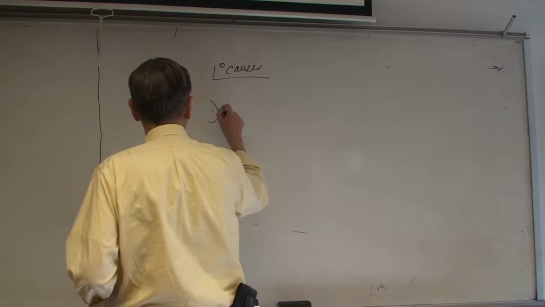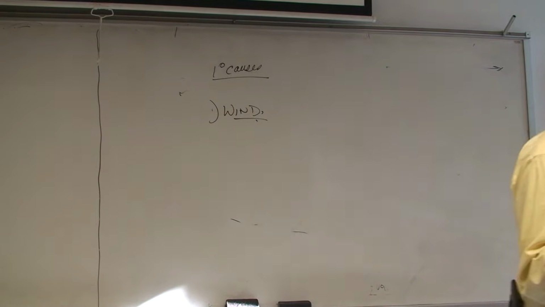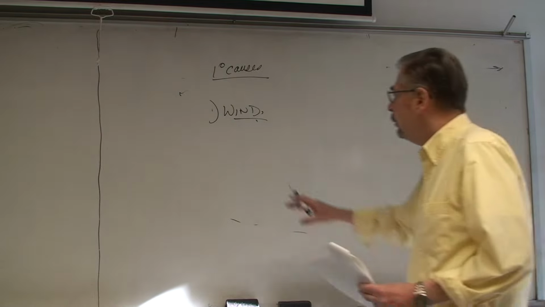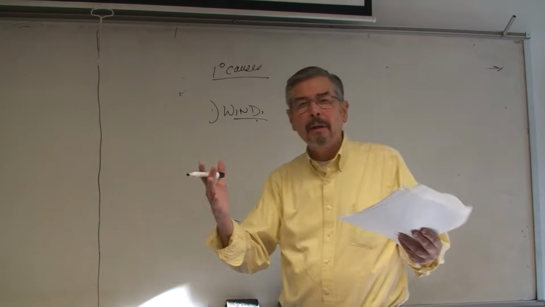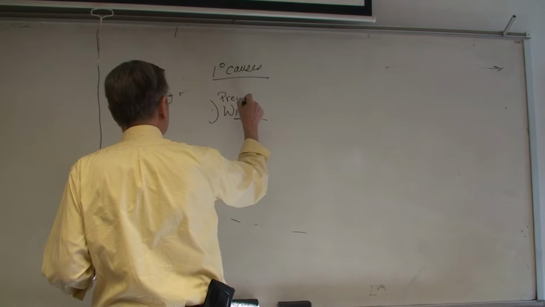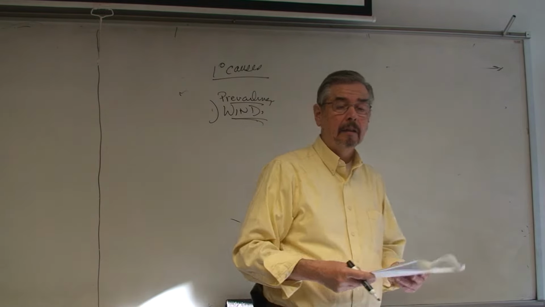The first cause of currents is the wind. Basically, the wind pushes water. And when we talk about the wind, we're talking about the dominant wind, the prevailing wind. What is the cause of wind?